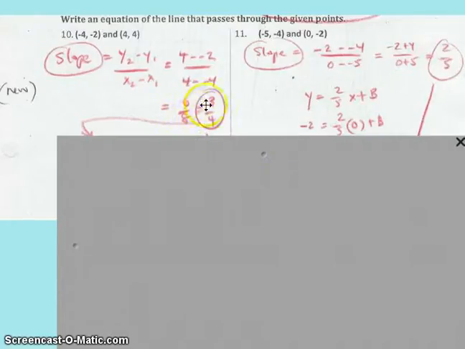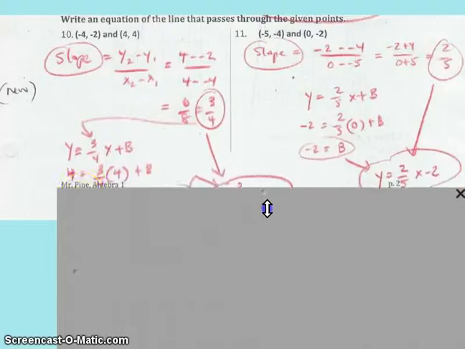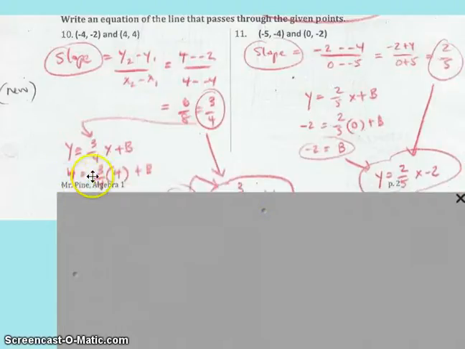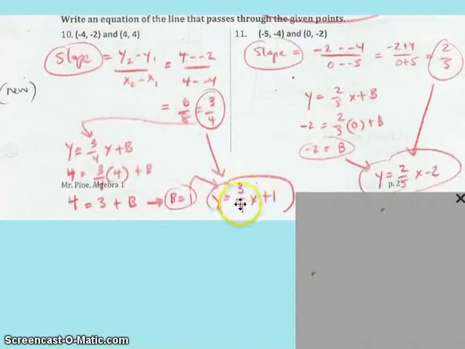6 over 8 is, you might find it easier to think of it as 3 over 4. That's my slope. I put it in, y equals 3/4 x plus b. Now I can plug in either point. I think, if I remember right, I picked 4, 4. Yep, sure enough I did. I've got 4 equals 3 over 4 times 4 plus b. Solve for b. I'm going to figure out pretty quickly that b is going to turn out to be 1. Now I've got my slope. I've got my y-intercept. I put them together, and that's my equation, y equals 3/4 x plus 1.